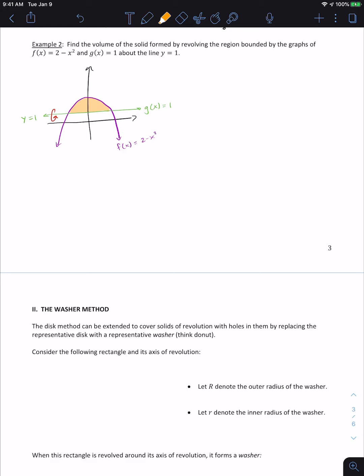Okay. So as before, we need to determine two things. We need to determine where we start and finish, right? Those points that I marked there. And then we need to determine our radius. Right? So first, let's find those points of intersection.